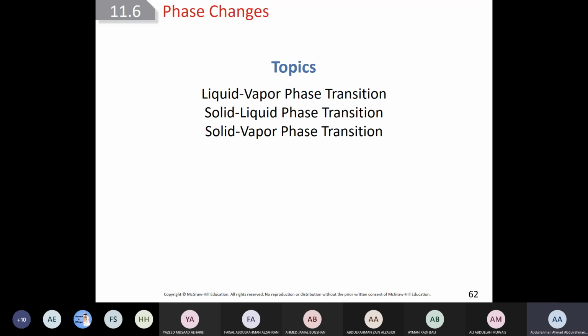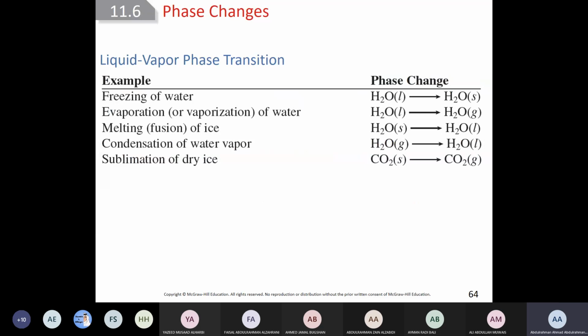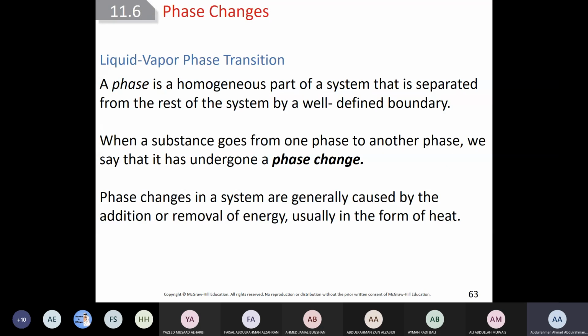Okay. The first thing we're going to talk about today, the rest of chapter 11, is phase changes. What do you mean by phase changes? From solid to liquid and gas, or liquid to solid. What else? Or liquid to gas, and gas to liquid.